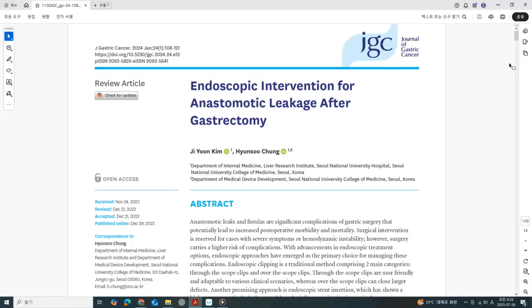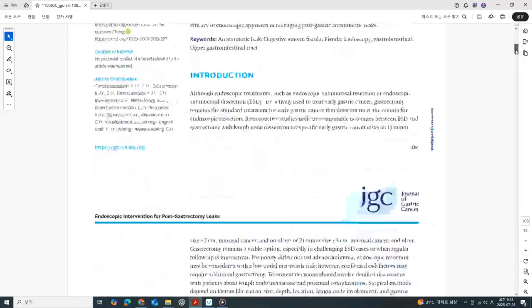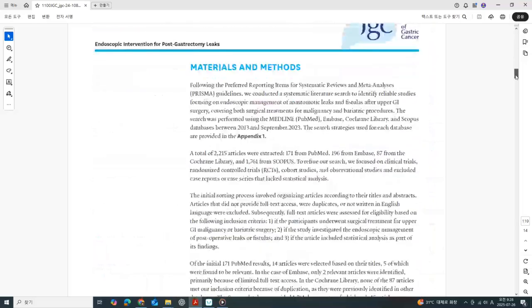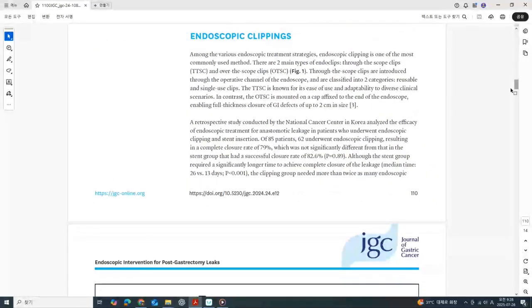Okay, let's get into these tools. First up, endoscopic clipping. The source calls this a kind of traditional method. What are we talking about here? Right. Clipping is very common. There are basically two main types. You've got through-the-scope clips, or TTSCs. They go through the working channel of the endoscope.